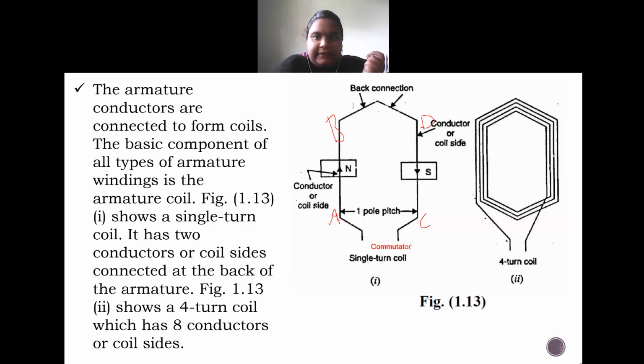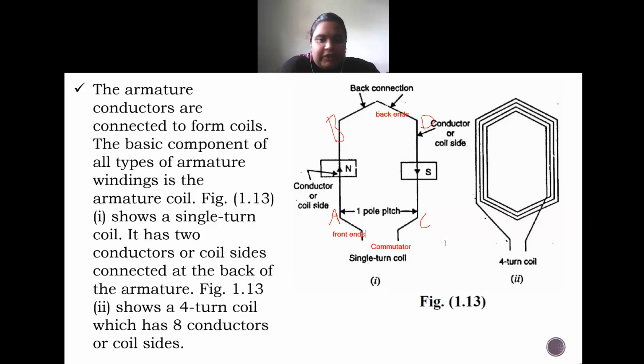The back ends of these two are called the back ends, and these are called the front ends. So the front ends will be connected to the commutator, whereas the back ends are connected to each other, which is why this connection between the back ends is called the back connection.